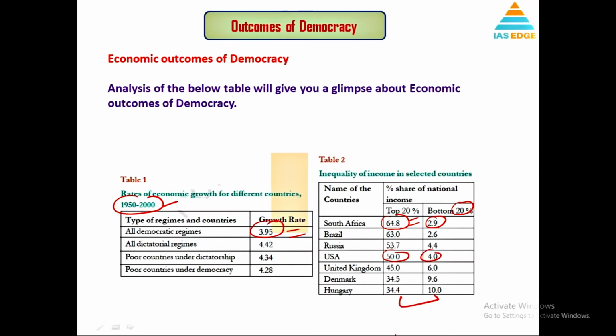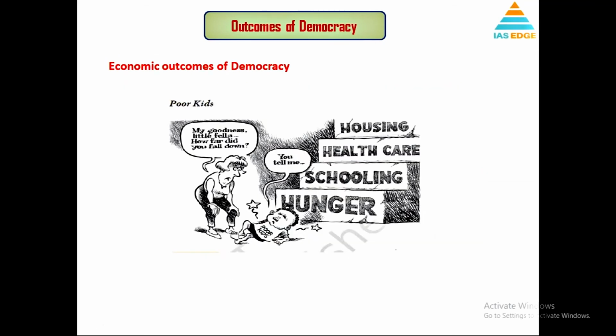Let's see this diagram. In South Africa, the top 20% have almost 65% of national wealth, and the bottom 20% has just 3%. Similarly, in the USA, the top 20% have 50% of wealth, and the bottom 20% has 4% of wealth. So that is very bad, right? The bottom 20% have just 4% of the national income. So this is a disparity, this is an inequality. So we can say growth has happened, but development has not happened.